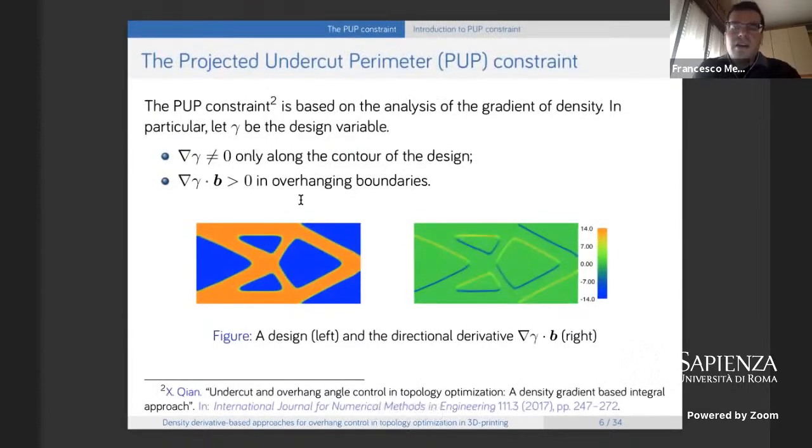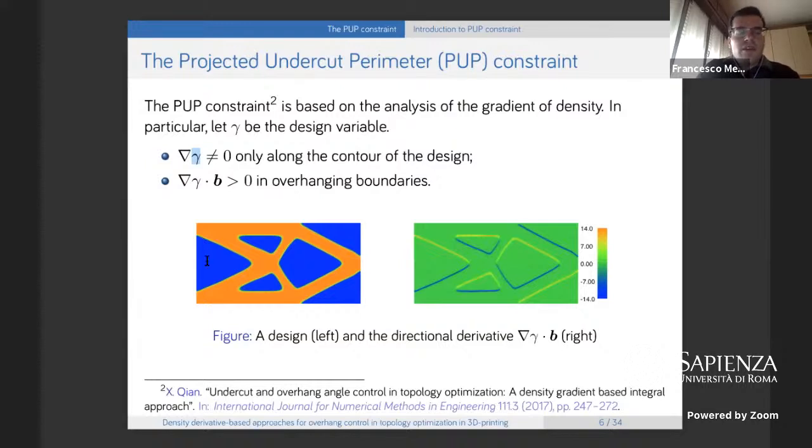Let us then start with the approaches we are interested in, and in particular, let us introduce a density derivative-based approach to constrain the overhangs. In particular, we here summarize the projected undercut perimeter, or PUP, constraint, which is based on two very simple considerations. The first one is that the gradient of density, here denoted by the letter gamma, is different from zero only along the contour of the design.